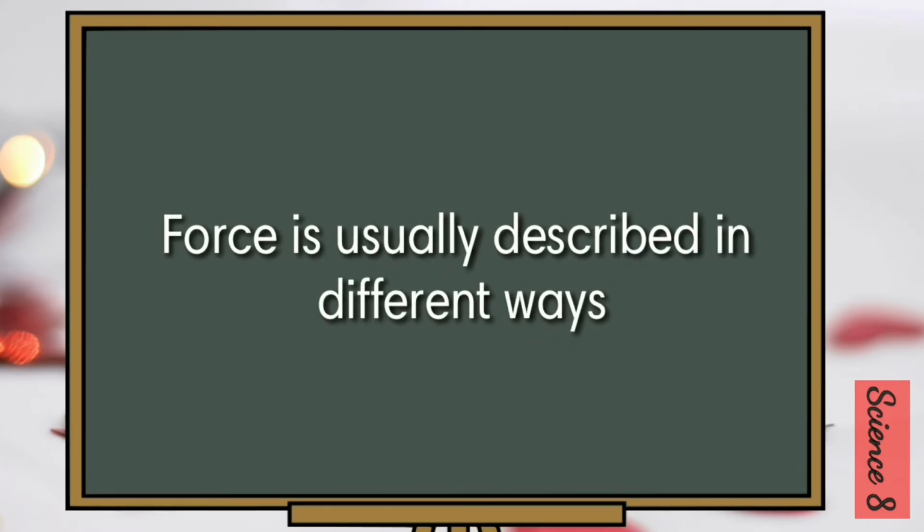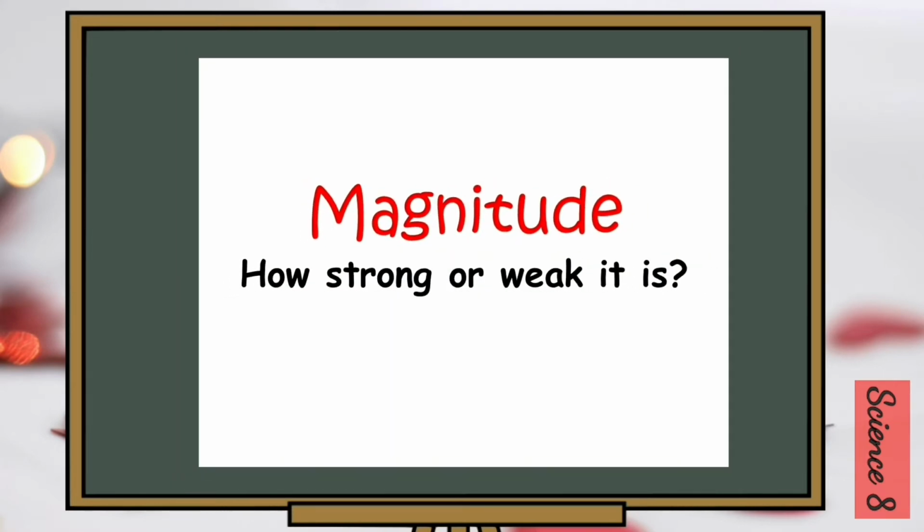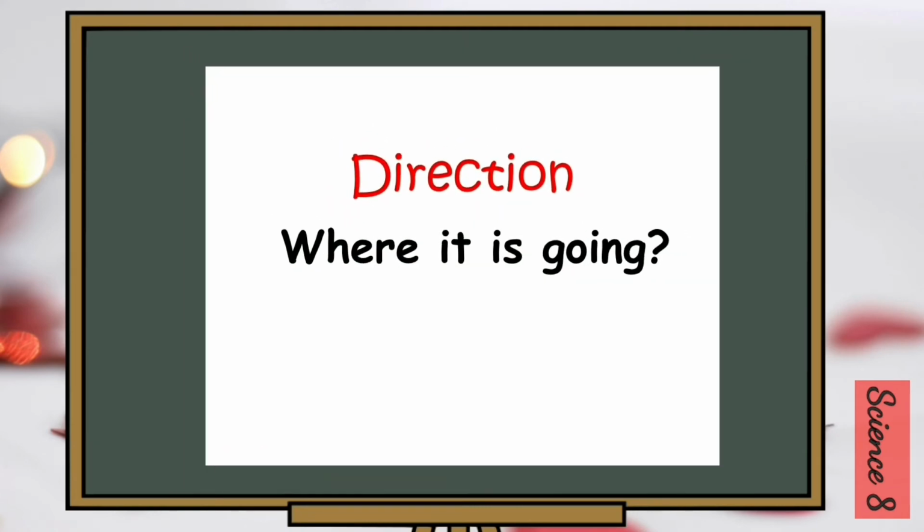Force is usually described in different ways depending on the following properties. Number 1. Magnitude. The size and the strength of the force, or how strong or weak it is. Number 2. The direction, or the way in which an object exhibits motion, or where it is going.